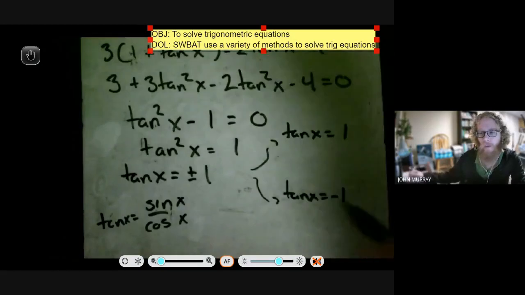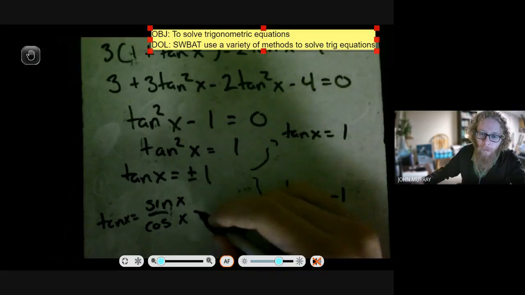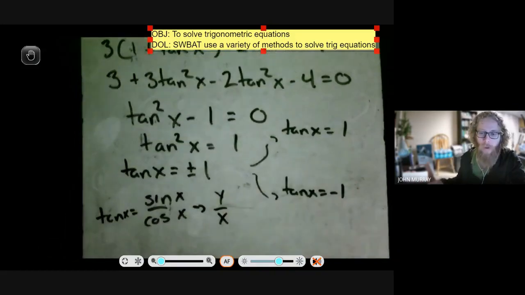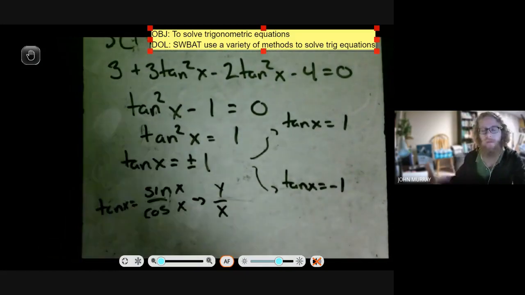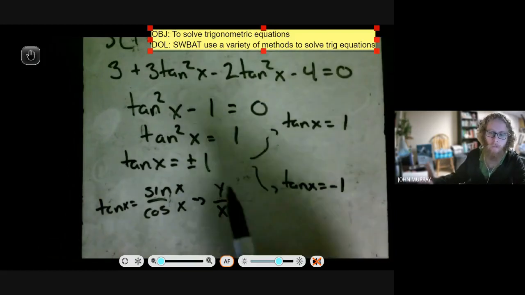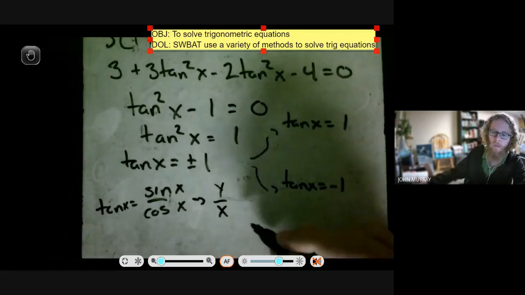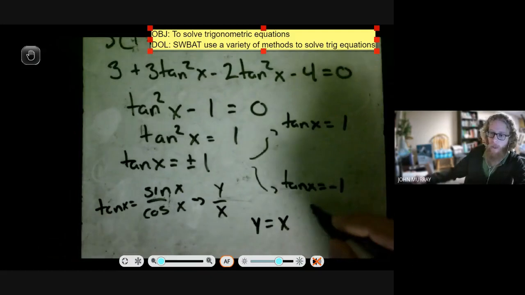And in solving, the method that we have been using is referencing the unit circle. So remember, tangent is the y-coordinate over the x-coordinate. This requires a little bit of extra thinking. So this is telling me that when tangent is equal to 1 or negative 1, my x and y coordinates have to be the same. Or in this case, they have to be the same but opposite signs.